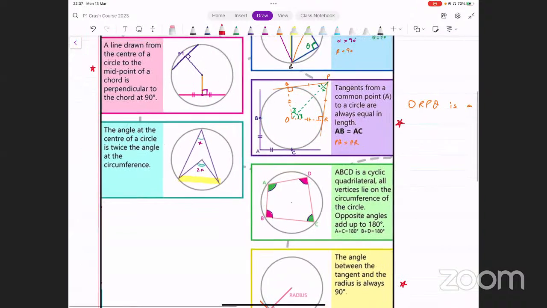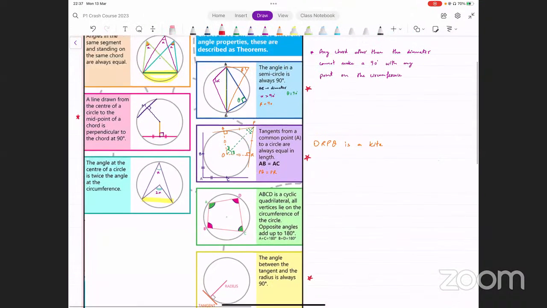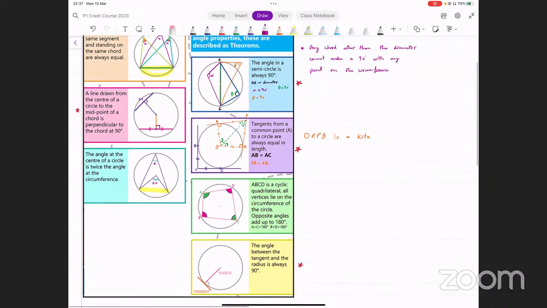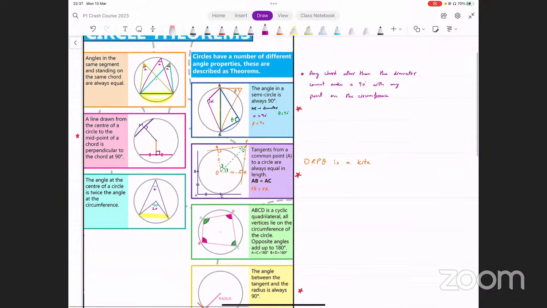So there are 4 of these properties which are more important than others. The line from the center to the midpoint of a chord makes 90 degrees with the chord. The angle made by a diameter is 90 degrees. Tangents coming from outside the circle are equal. They make the kite shape as well. And the radius is perpendicular to the tangent. So these are the 4 more important properties that you have to know about.